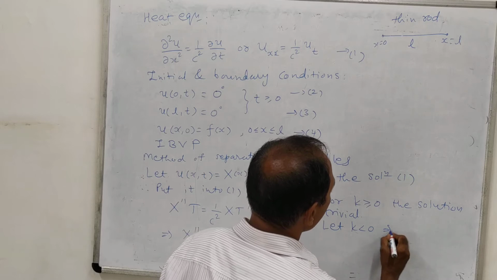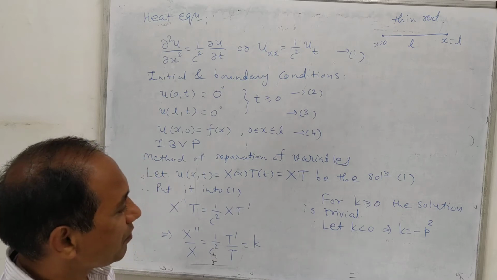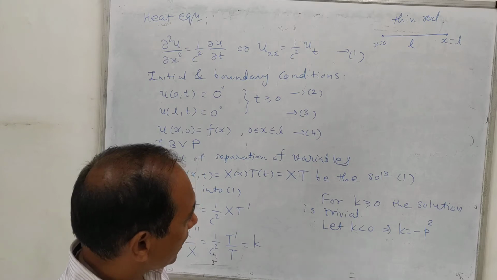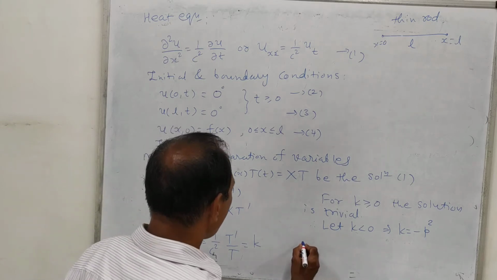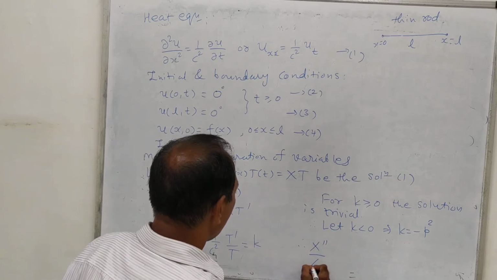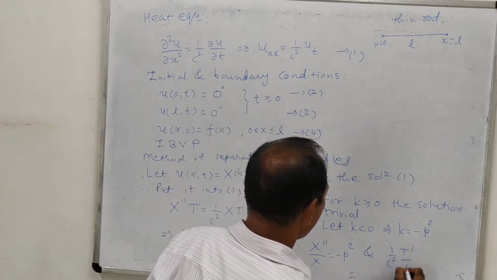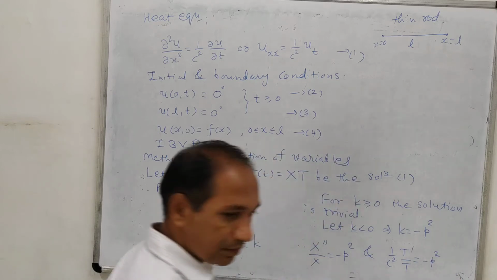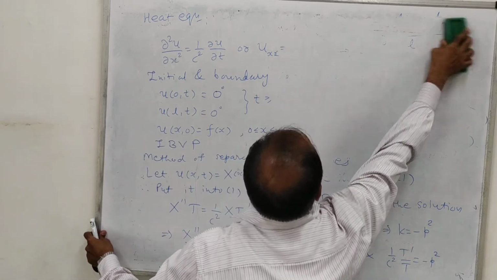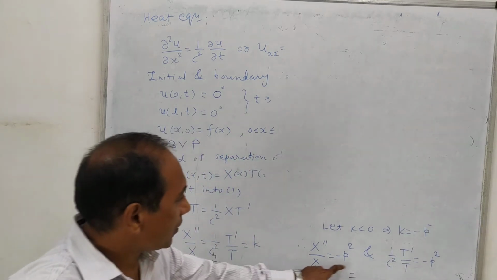As k is less than 0, we will assume that k equal to minus p square. P square is always positive due to its square form, and the minus sign is put so that k will become negative every time. So from this, we will get two equations: X double dash upon X equal to minus p square, and 1 upon c square T dash upon T equal to minus p square. Okay? So now we will solve these two equations.